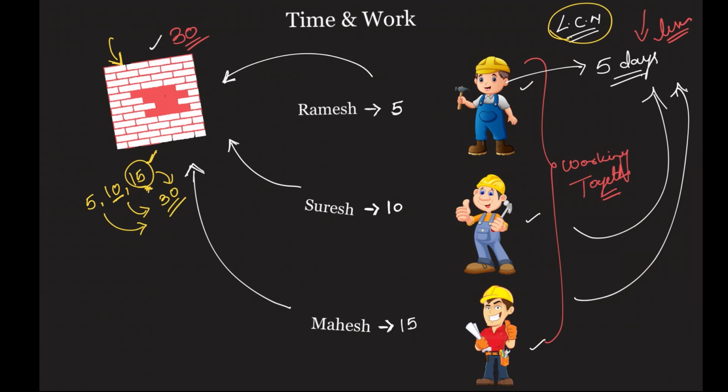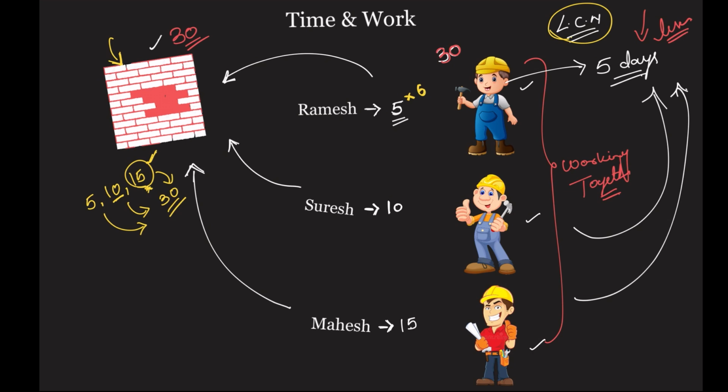So Ramesh, working alone, can put in these 30 bricks in 5 days, right? Because he can make this wall in 5 days, he can put in these 30 bricks in 5 days. So can you tell me, per day, how many bricks will Ramesh put in? That's quite logical. 6. He will put in 6 bricks in 1 day. In 5 days he will put in 30 bricks, and he can make this wall working alone.